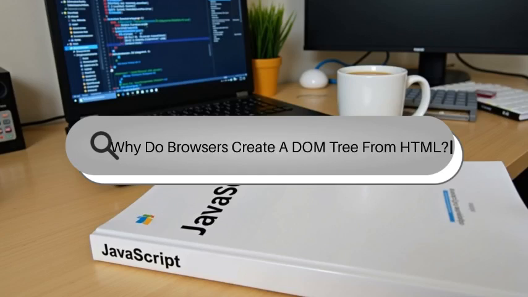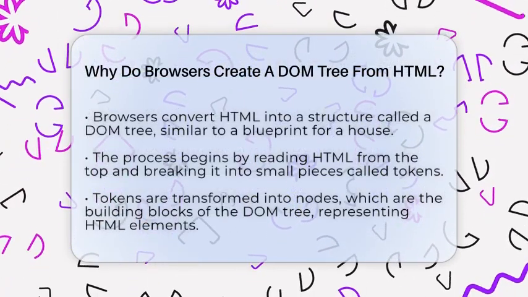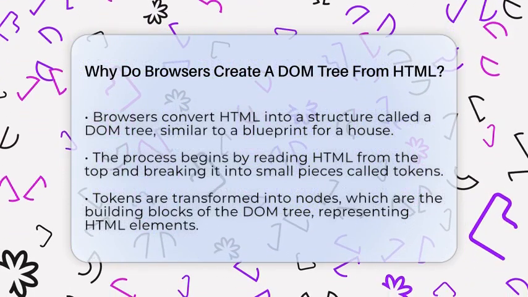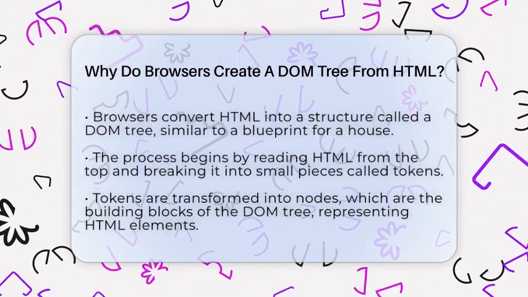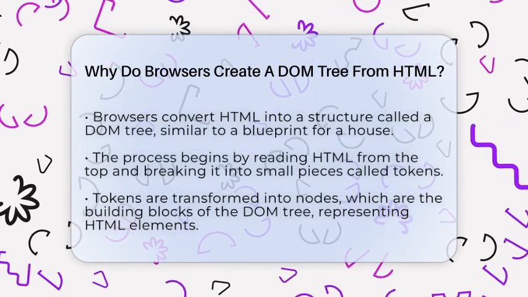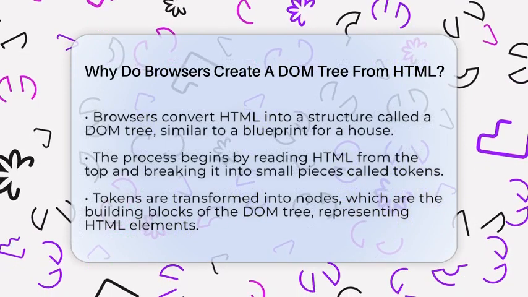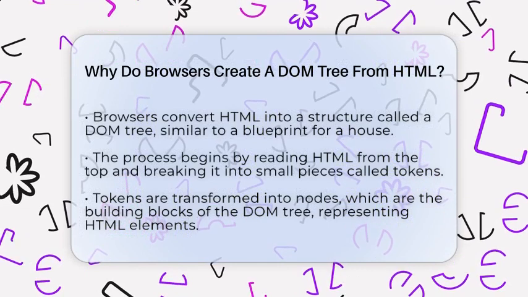Why do browsers create a DOM tree from HTML? Imagine building a house without a blueprint. You wouldn't know where the rooms go or how they connect. Browsers do something similar when they load a web page. They turn the raw HTML code into a structure called a document object model tree. This tree is like a map that shows how all the parts of a web page fit together.